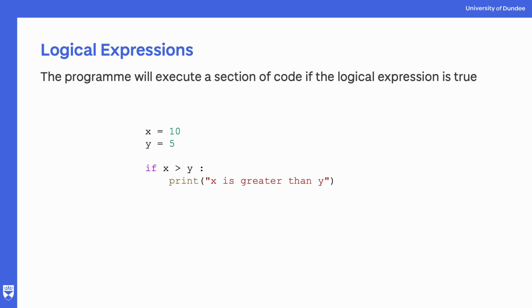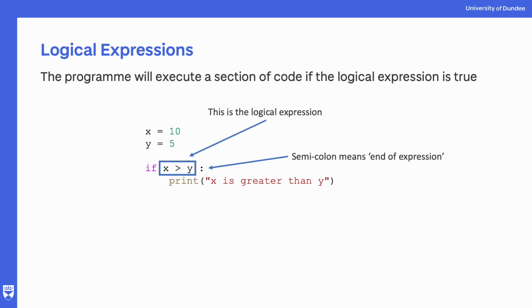And the way that programs do this is through logical expressions. So what we're doing is checking logically whether something is true, and if it is, then we can execute the code within it. Here we have two variables, x and y, and then: if x is greater than y, do something. The x greater than y part is the logical expression, the thing that we're evaluating. If x is greater than y, then that will be true. If x is not greater than y, then that will be false.